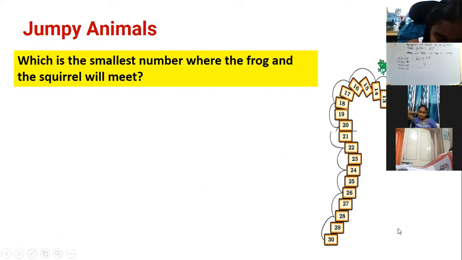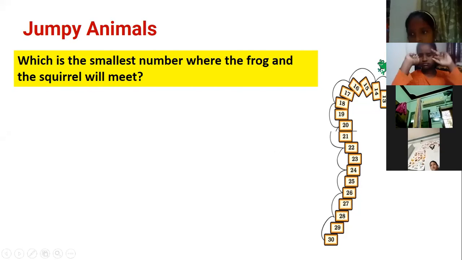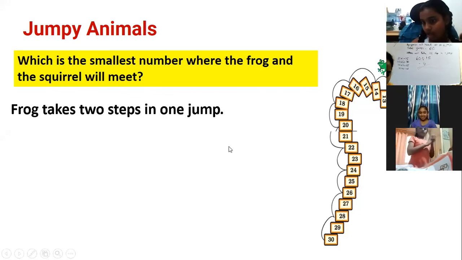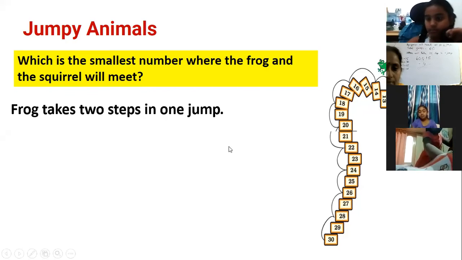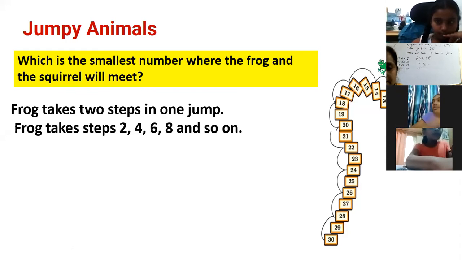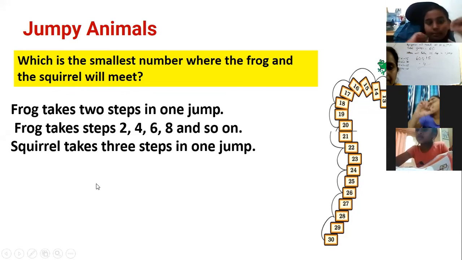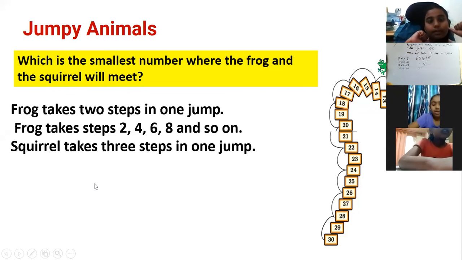Now, which is the smallest number where the frog and the squirrel will meet? So here, frog jumps, check it, ma'am. Frog takes 2 steps in 1 jump, like 2, 4, 6, 8 and so on. Now, squirrel, in 1 jump, how many steps will it take? 3 steps it will take.